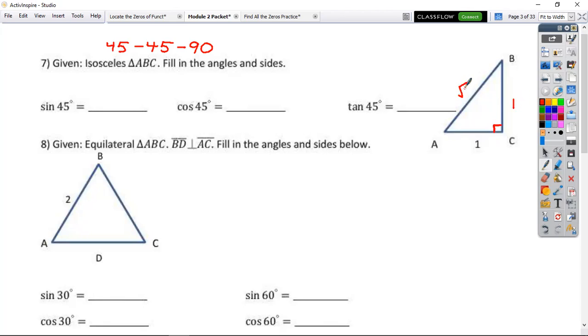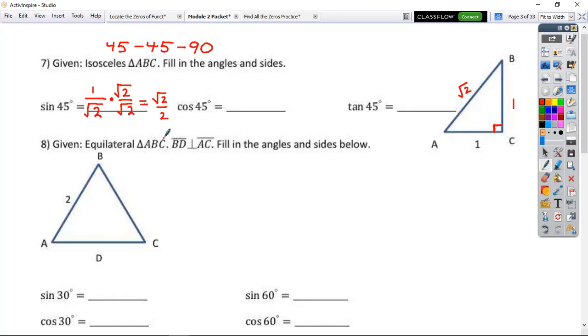Hypotenuse is always radical 2. Okay. So the sine of 45 degrees will always be this value. So sine, you're going to go opposite over hypotenuse. So I go 1 over radical 2. In trig, we do not leave a radical in the denominator. So what you do is rationalize the top and bottom by multiplying by radical 2 over radical 2. And what we use instead is radical 2 over 2.